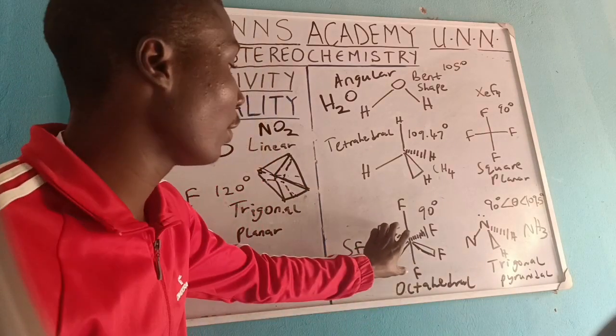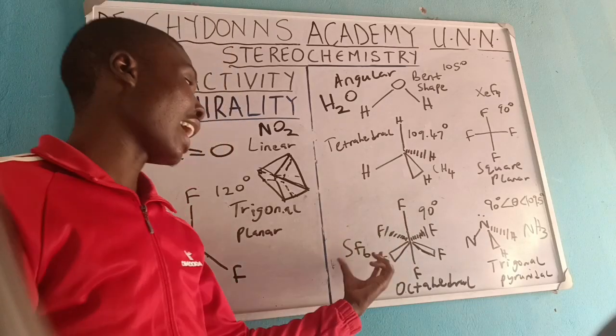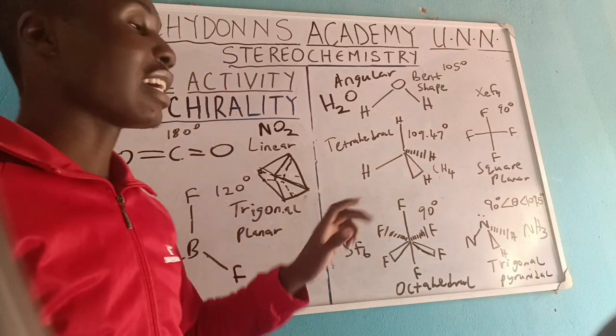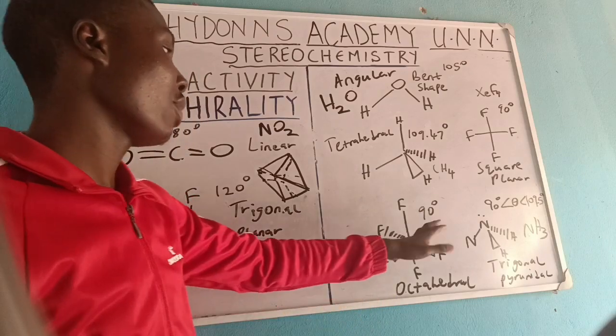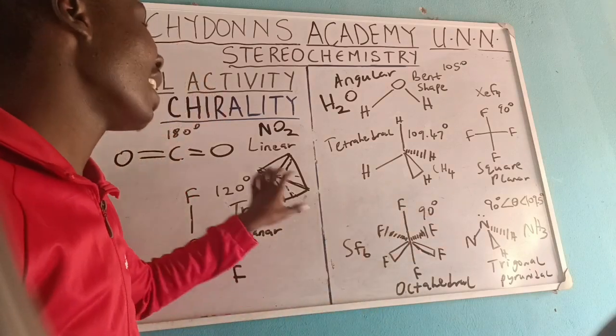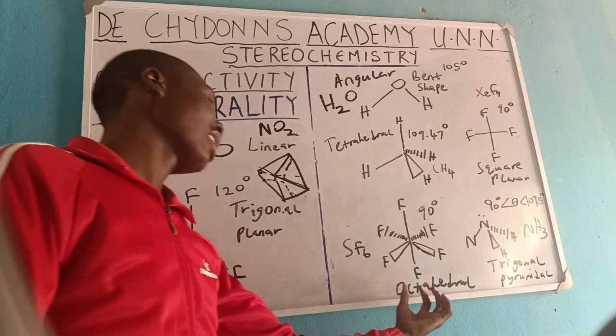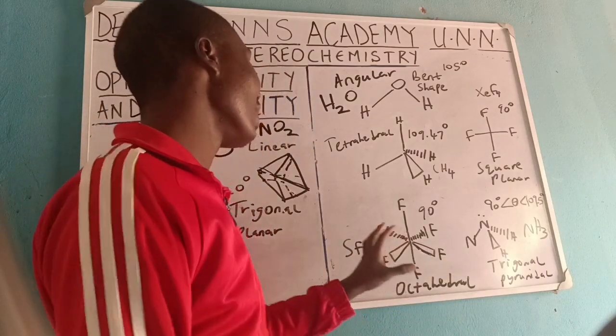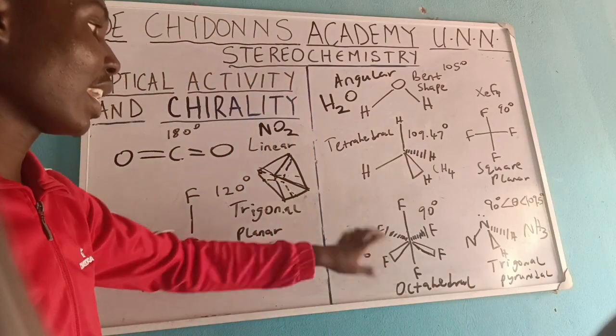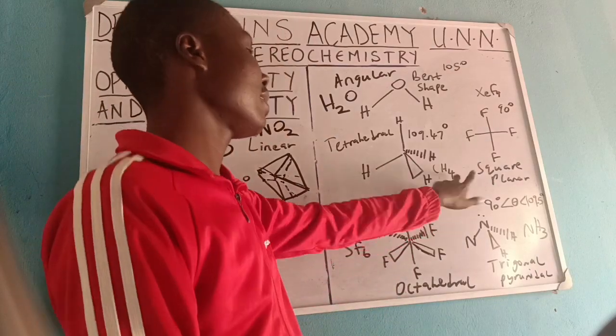That's the kind of structure you can have from something like sulfur hexafluoride. Sulfur hexafluoride, so you have six atoms of fluorine around sulfur, but then you're having like eight sides. So that's exactly why we're referring to it as octahedral. So it has eight bonds that are working together, and the bond angle is 90 degrees.